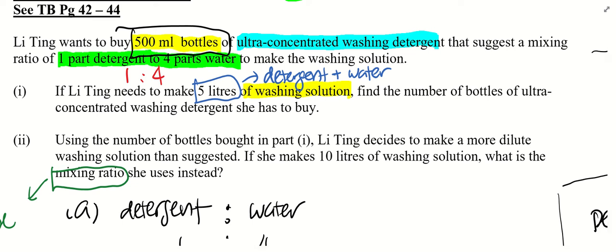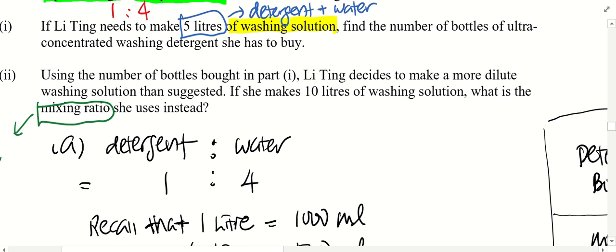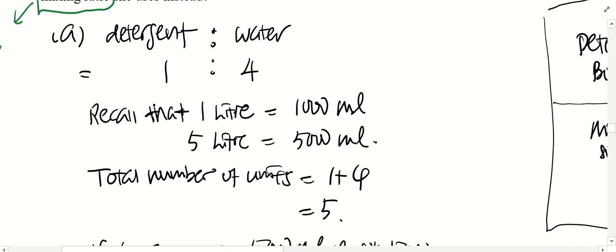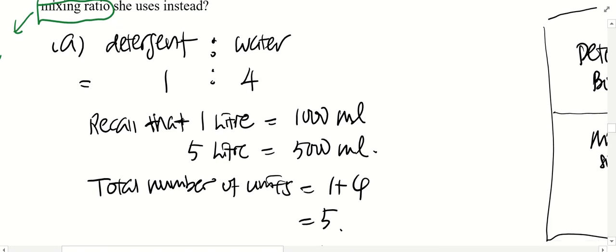Okay, so let's see how to do this question. First, I will write down the ratio 1 is to 4, as we saw just now. From 1 is to 4, we can tell that in a standard mixture, there are 5 units: 1 unit comes from detergent and 4 units come from water. Now she wants to make 5 liters of solution, and the concentrated bottle comes in 500 milliliters size. Clearly, the 2 units are different. We must convert.